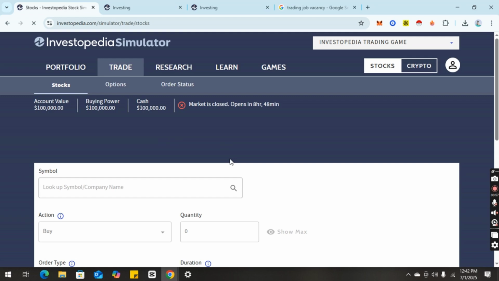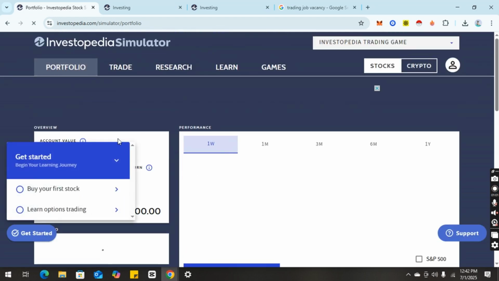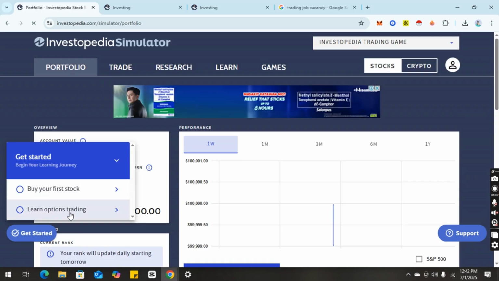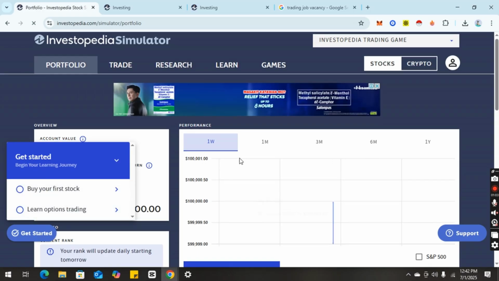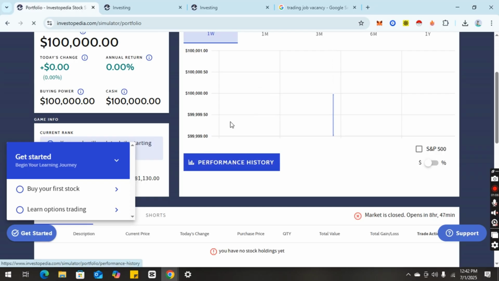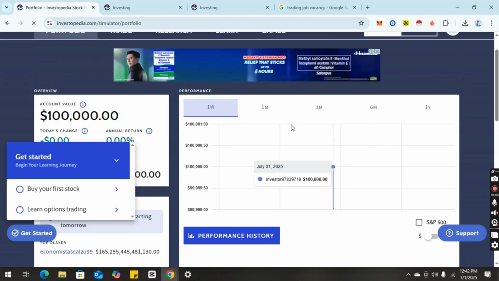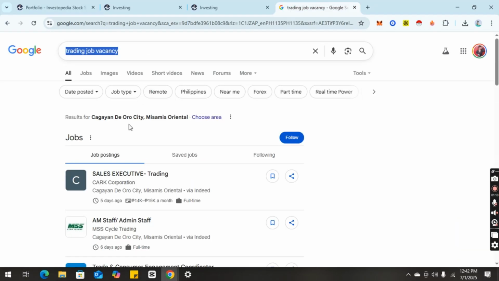Once you are confident, you can make money by trading real stocks, starting a blog or YouTube channel teaching finance, freelancing on platforms like Upwork or Fiverr, or applying for finance internships or jobs.